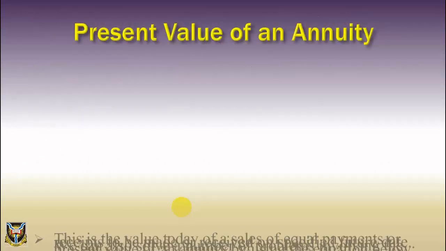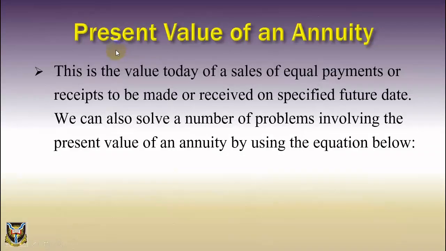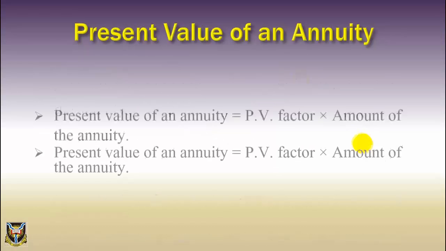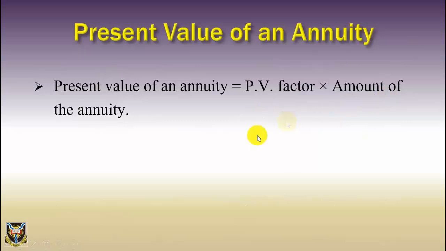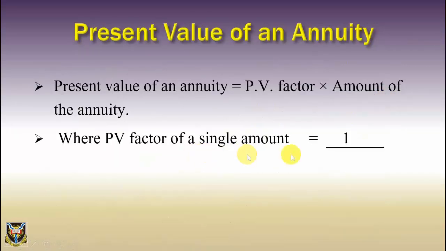H. Present value of an annuity. This is the value today of a series of equal payments or receipts to be made or received on specified future dates. We can also solve a number of problems involving the present value of an annuity by using the equation below. Present value of an annuity is equal to PV factor times amount of the annuity, where PV factor of a single amount is equal to 1 over (1 + R) raised to power n.